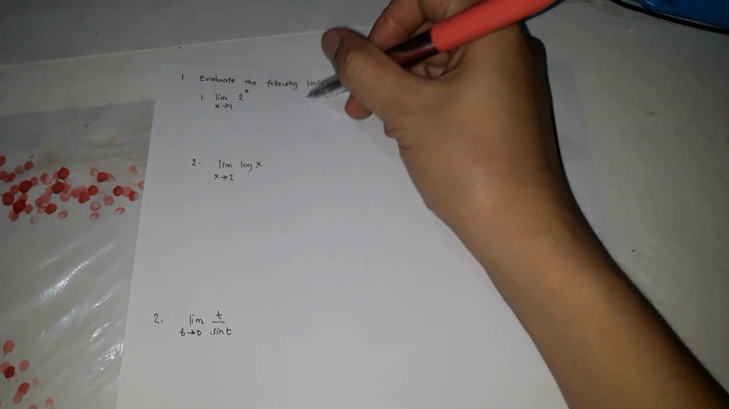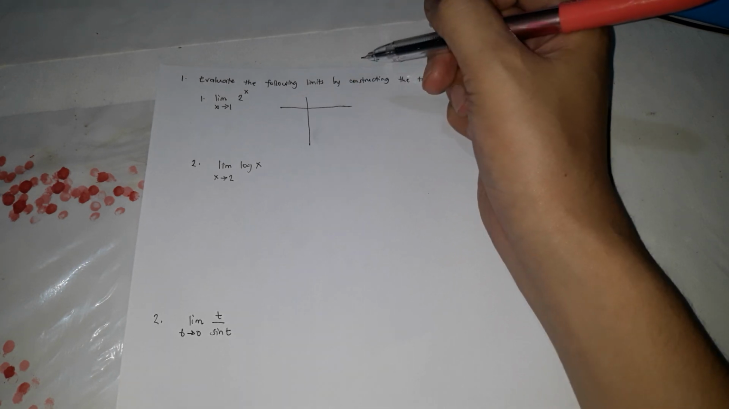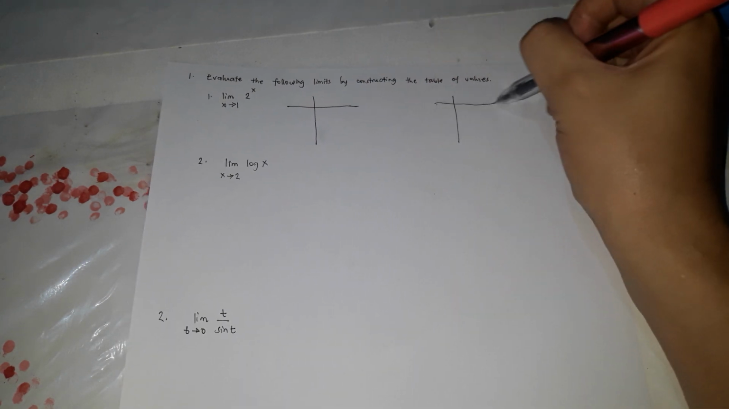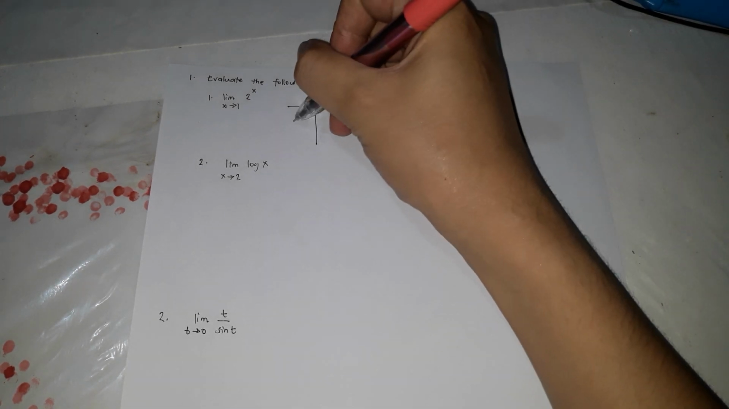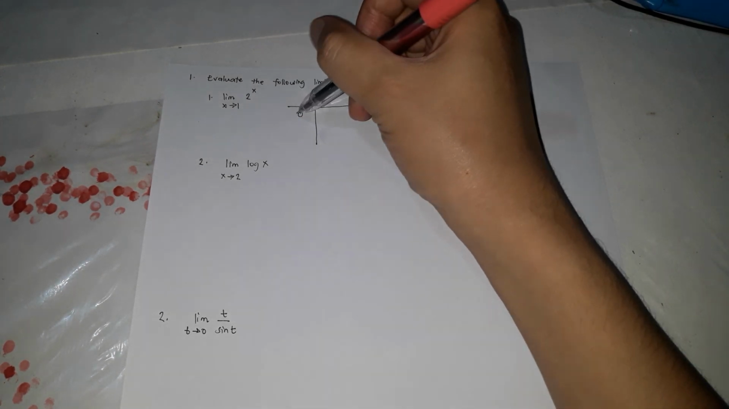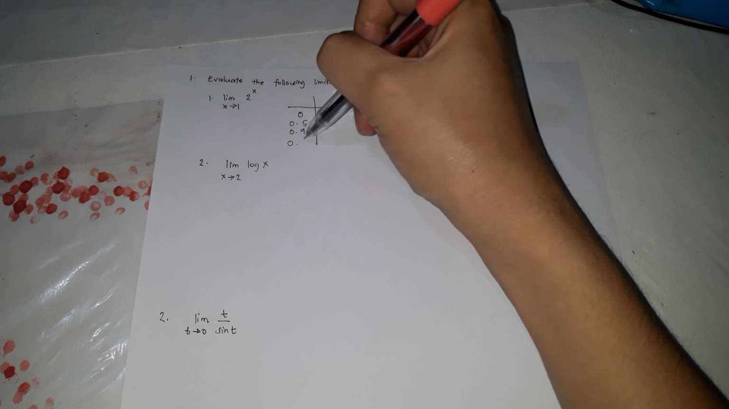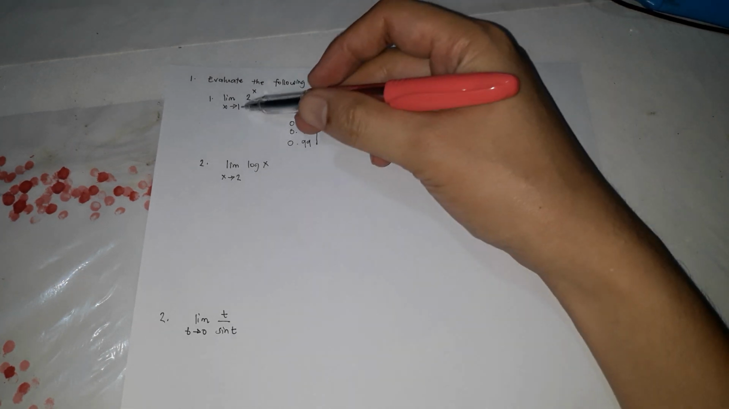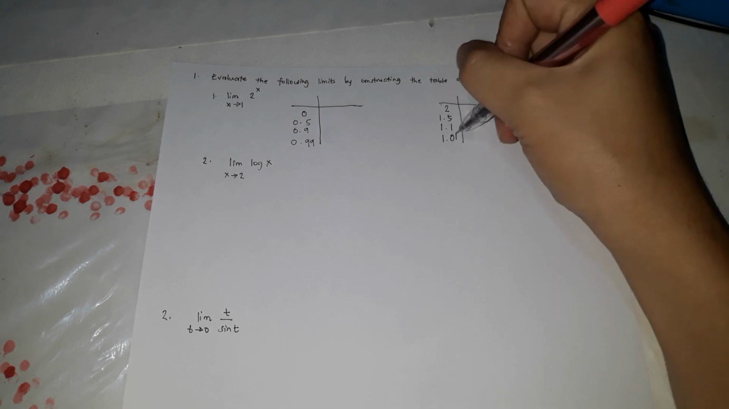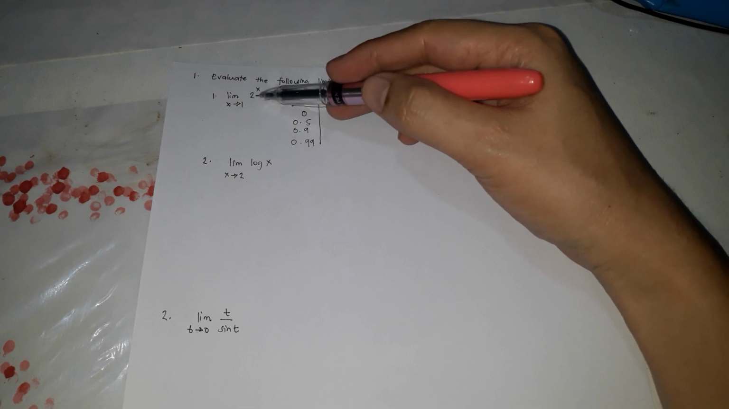So number one is the limit of 2 to the x as x approaches 1. So we're going to have two tables of values. One is approaching from the left side, and the other would be approaching from the right side. So we'll start with 0 from the left: 0, 0.5, 0.9, 0.99. Approaching 1 from the right, it's 2, then 1.5, then 1.1, then 1.01.